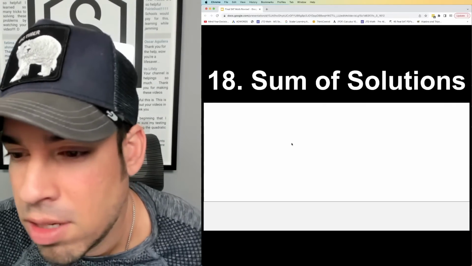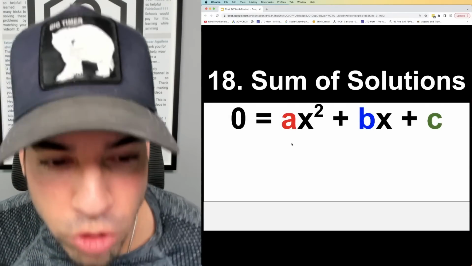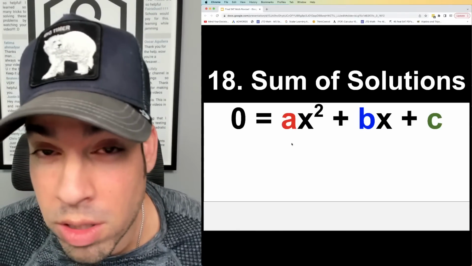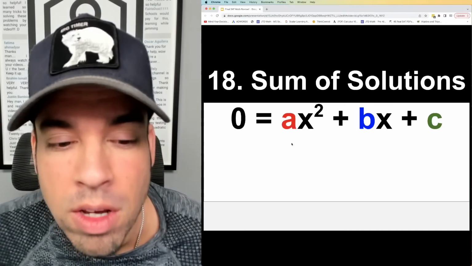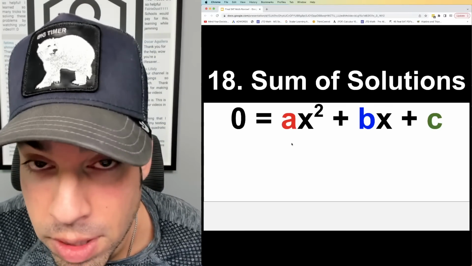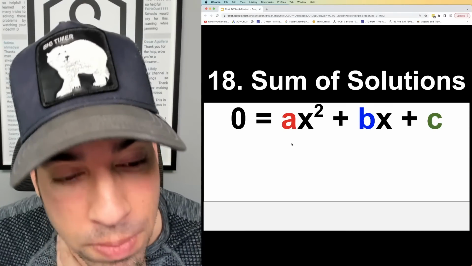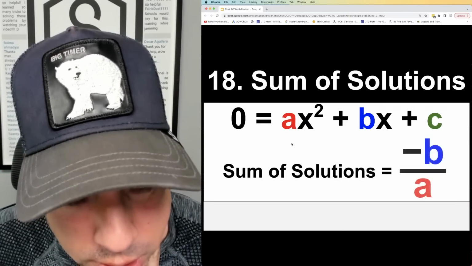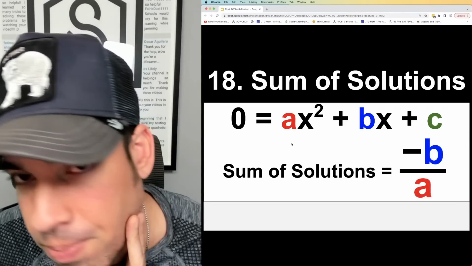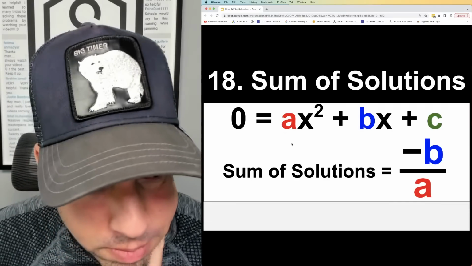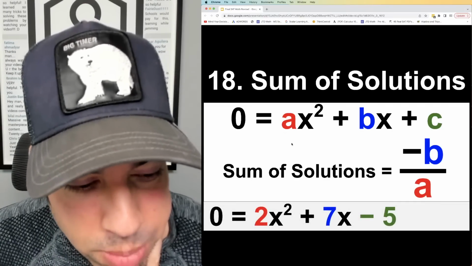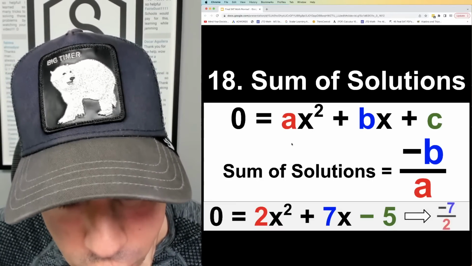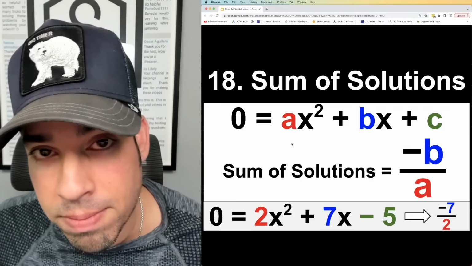All right, this is the sum of solutions of a quadratic. If you have a quadratic and they say, hey, it's equal to 0, what are the sum of solutions? There's a nice little shortcut because you could solve it and add them together. That might take a while, especially if you have to use the quadratic formula. Or take this little shortcut, negative b over a, and then boom, you're done. For example here, what's the sum of the solutions? Negative 7 over positive 2, right? Negative b over a. That's it. You're out.